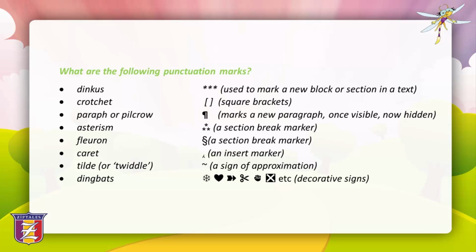So finally, what are the following punctuation marks? Dinkus, crotchet, paraph or pilcrow, asterism, fleuron, caret, tilde or twiddle, dingbats.